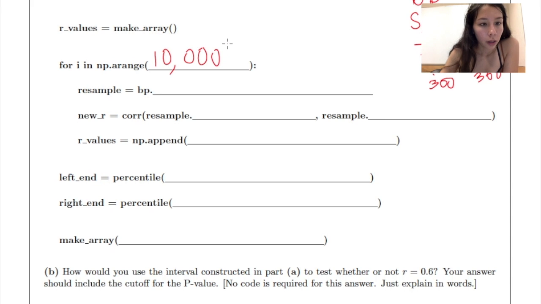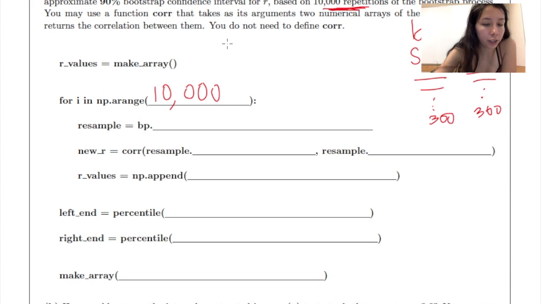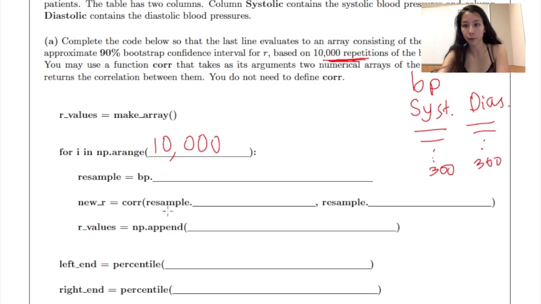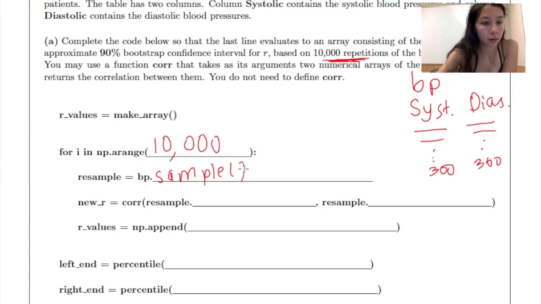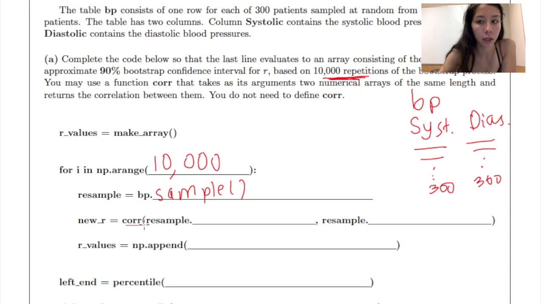Alright. And we want to do something to resample from this table. Since we know it's a table, we are just going to do dot sample. And new R, as we saw up here, core is going to be taking in 2 arrays as its arguments, and it's going to just be finding the correlation between those 2 arrays.